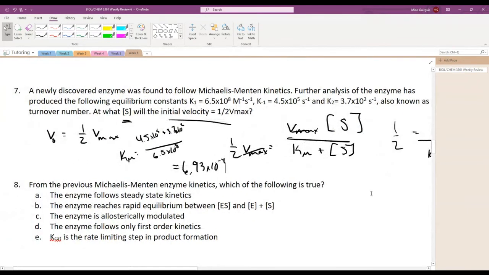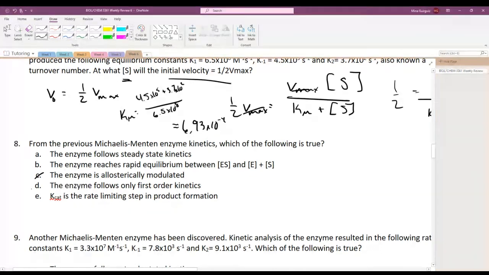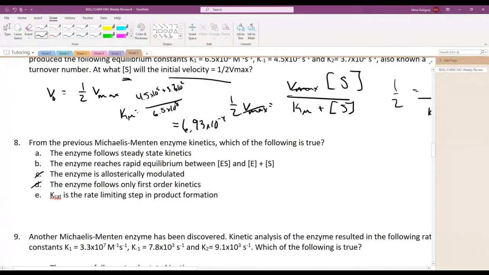From the previous enzyme kinetics, which of the following is true? The first two, A and B, are steady state or rapid equilibrium. We know that C is wrong because we're not talking about allosteric modulation. We know that D is wrong because it doesn't only follow first order kinetics. We know that because it's a Michaelis-Menten enzyme, it can't. Kcat is the rate limiting step in product formation.